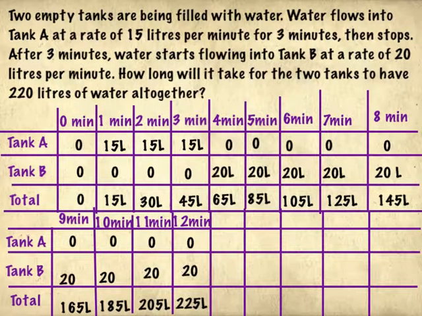And here's your answer. So as you can see, for the first 3 minutes, water is flowing into tank A at 15 liters per minute, with nothing happening in tank B, and we keep adding 15, 30, 45. After 3 minutes, the water stops going into tank A, but it starts coming into tank B at 20 liters a minute. So now I'm adding 20 liters, so 65, 85, 105, 125, 145. I had to go to the next line. 165, 185, 205, 225. So it will take 12 minutes before both of the tanks combined have 220 liters of water altogether.